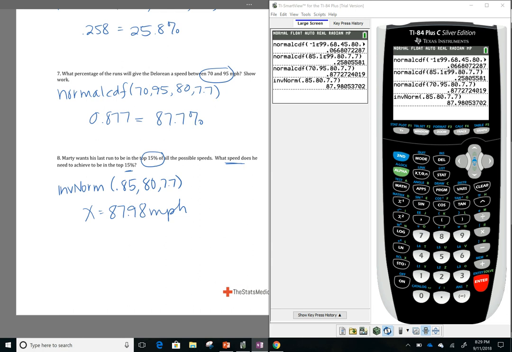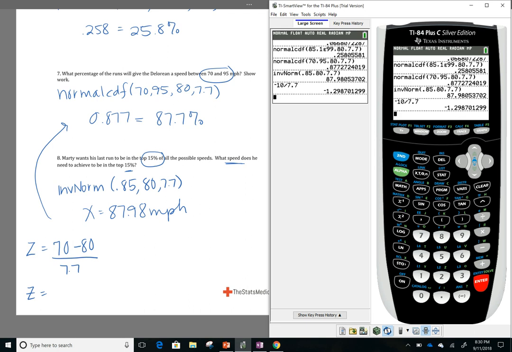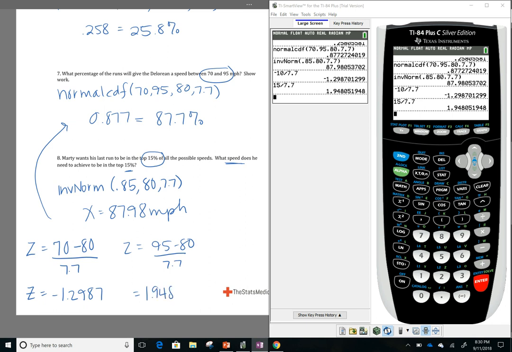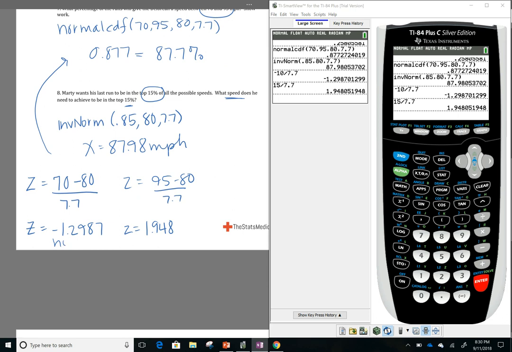Each of these problems can be done using a z-score. For example, let's say this value here, if I was talking about 70. 70 minus the mean over the standard deviation would give me the z. So that is negative 10 divided by 7.7, which is negative 1.2987. If I did the z for 95, that would be 15 divided by 7.7, and that's 1.948. So what I would be doing is a normal CDF from negative 1.2987 up to 1.948.